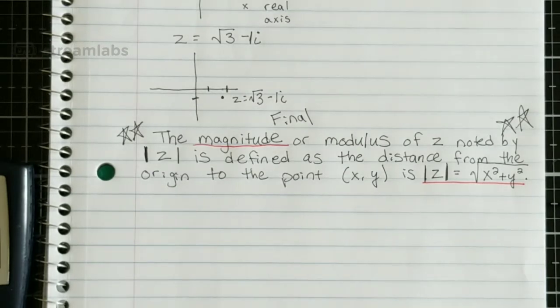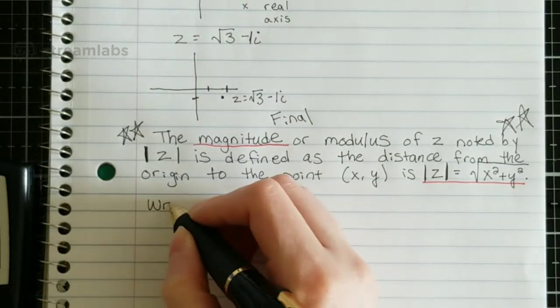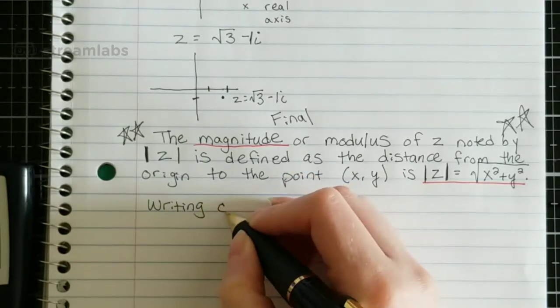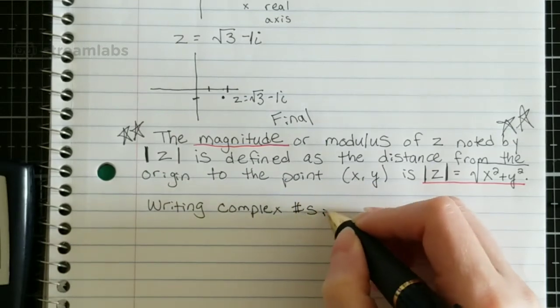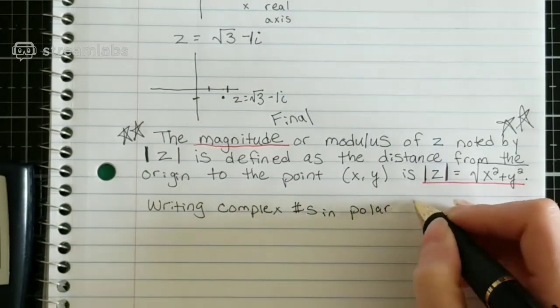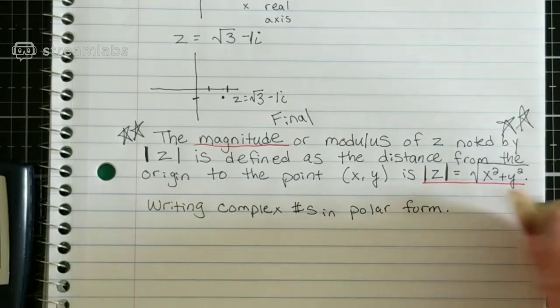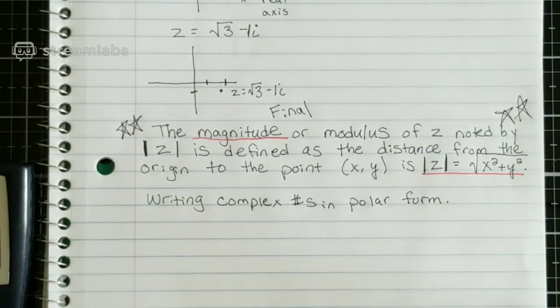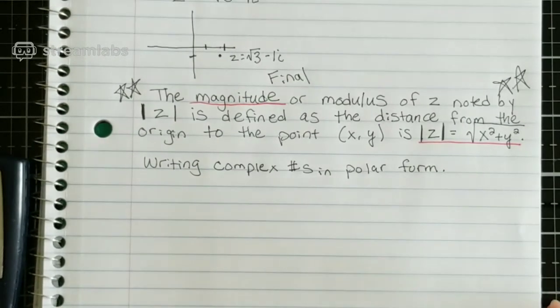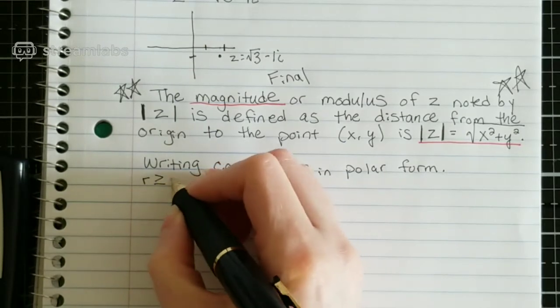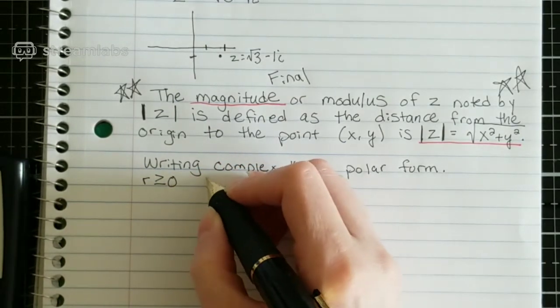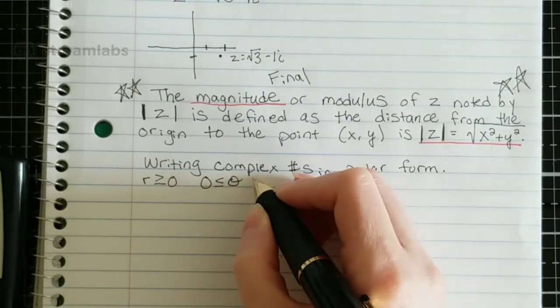Okay, this next one is also a definition before we actually get to the problems. So, writing complex numbers in polar form. All right, so for this to work, you have to have that r is greater than or equal to 0, and your theta is between 0 and 2 pi.